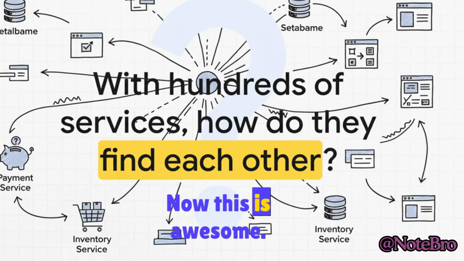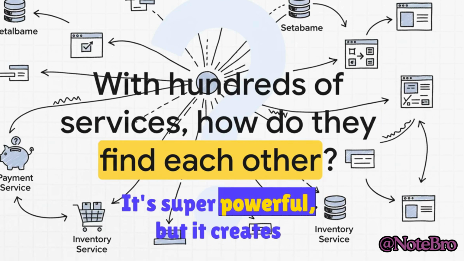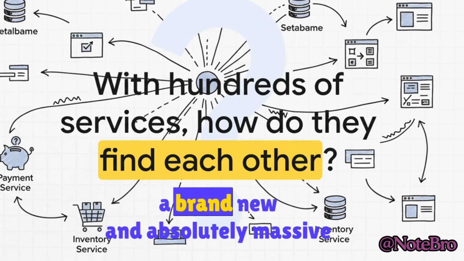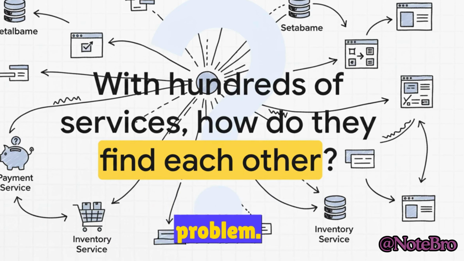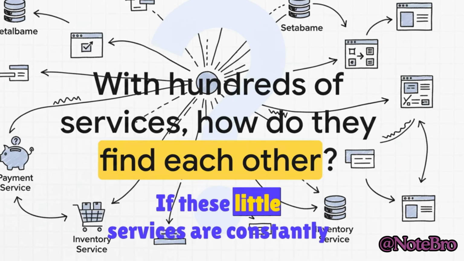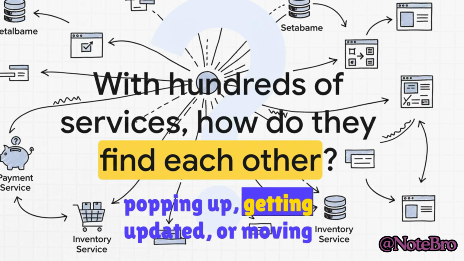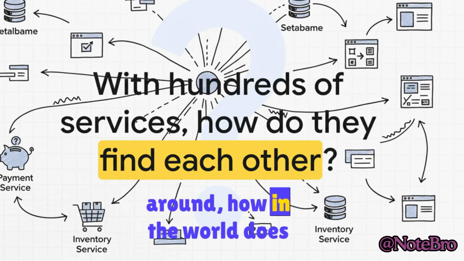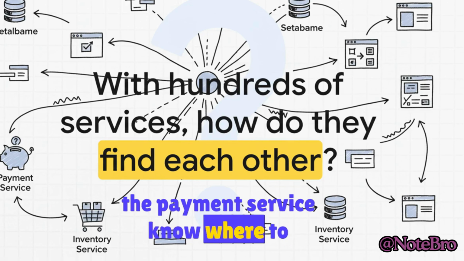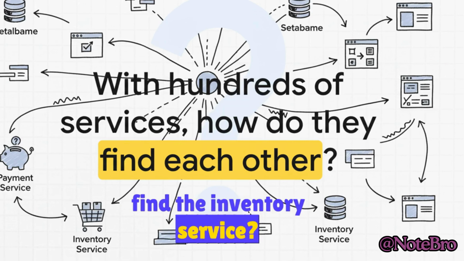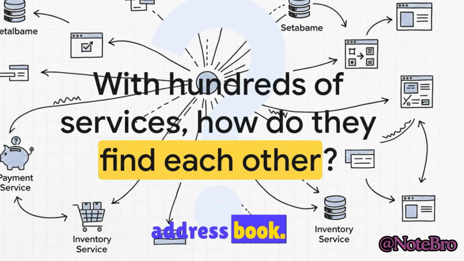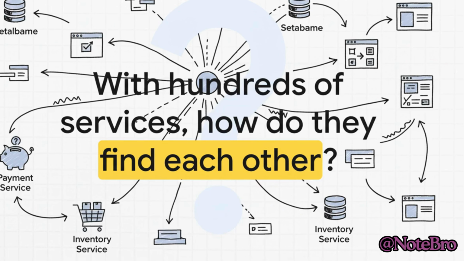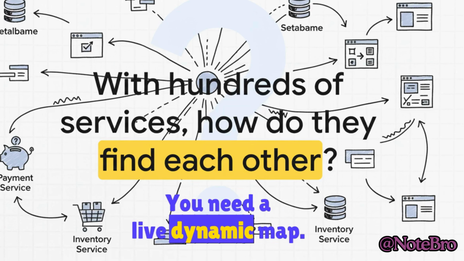Now this is awesome, right? It's super powerful, but it creates a brand new and absolutely massive problem. If these little services are constantly popping up, getting updated, or moving around, how in the world does the payment service know where to find the inventory service? You can't just have a static address book. It'd be out of date in seconds. You need a live, dynamic map.